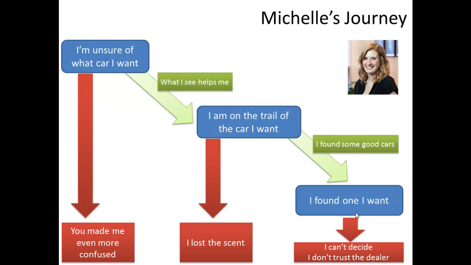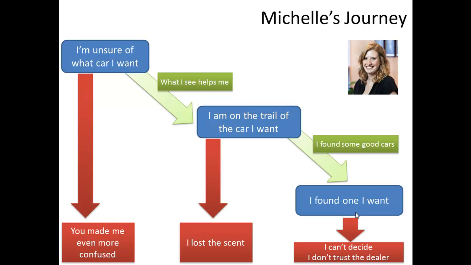And she'll drop off if at some point she feels like she's not getting any closer. She's not more confused. She's not getting any closer to her goal either. So I really need in this stage that she's always getting closer to the car she wants, and she's going to move to the next stage if I can get her to this feeling that she found some good ones. She's actually got a stock of them now. She's got a few cars in her mind that are really good, and so now she's going towards the stage of finding the one she wants.